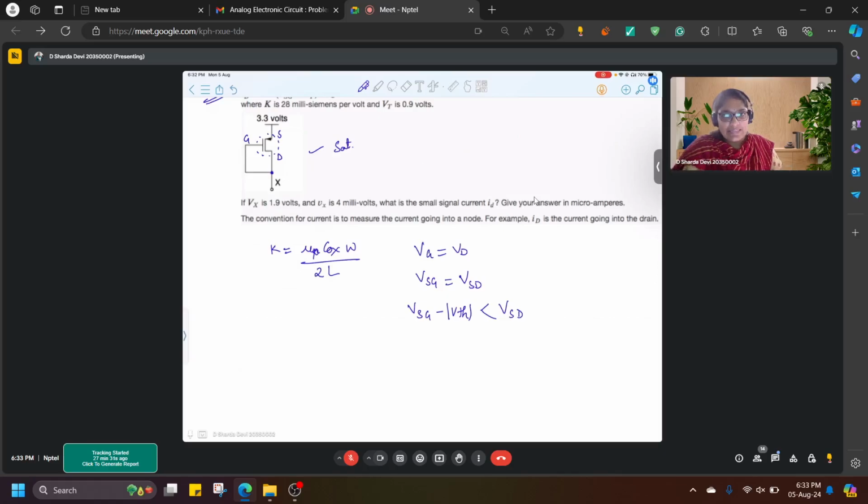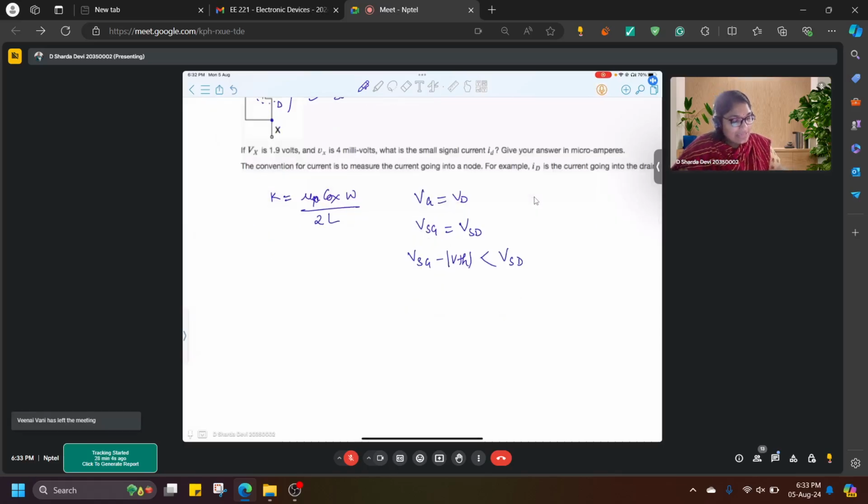Do you understand how this is coming? See, VG and VD are shorted, and S is the common terminal. So VSG will be equal to VSD. Just considering G and S as the input port, and D and S as the output port. Clear? So VSG minus mod of VTH will always be less than VSD.